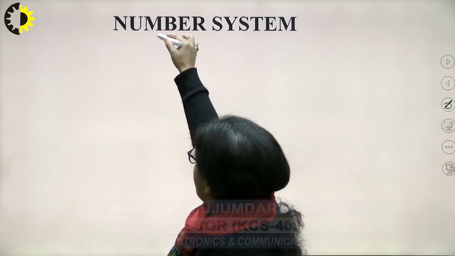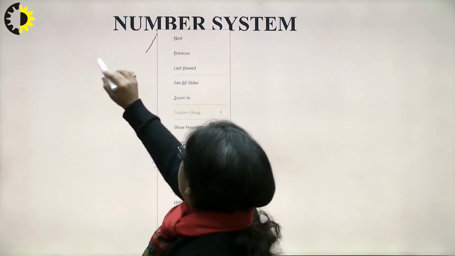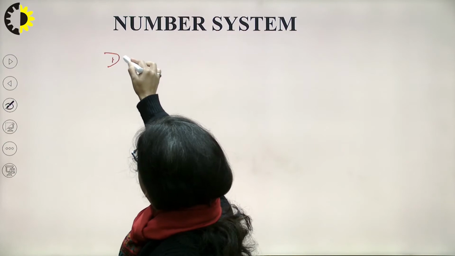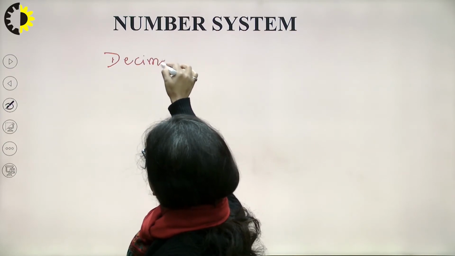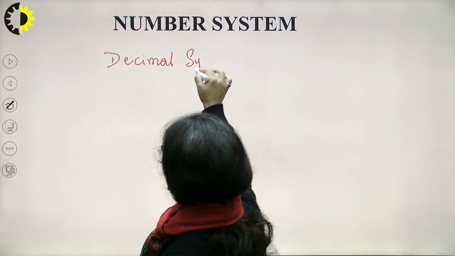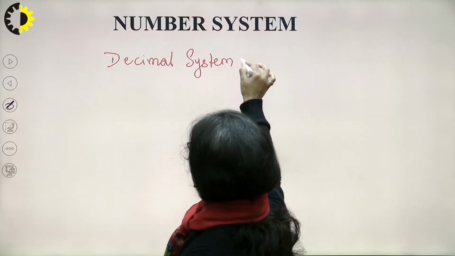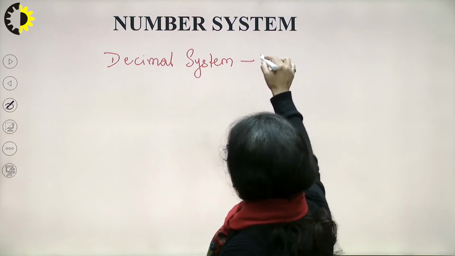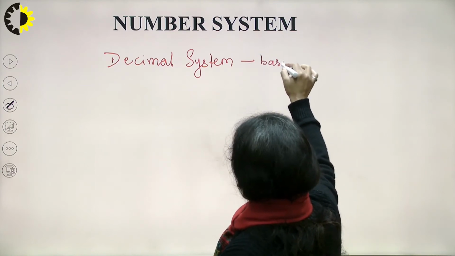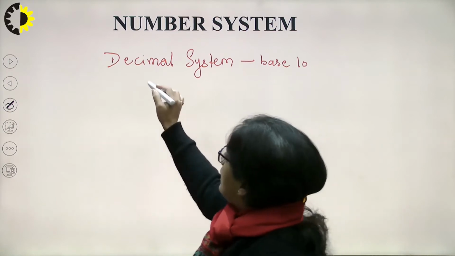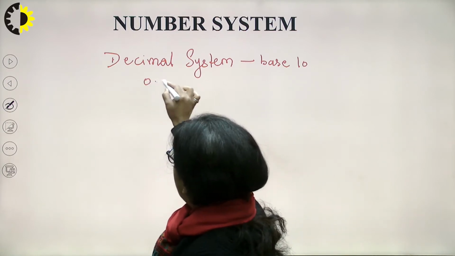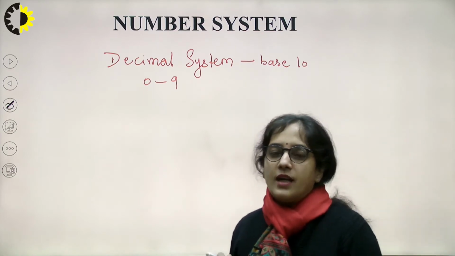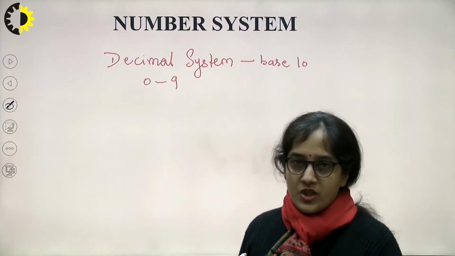As all of you are aware, as human beings we first study the decimal number system. In this decimal number system, the base is 10 and we have digits from 0 to 9, and we use this number system to represent our data or our information.